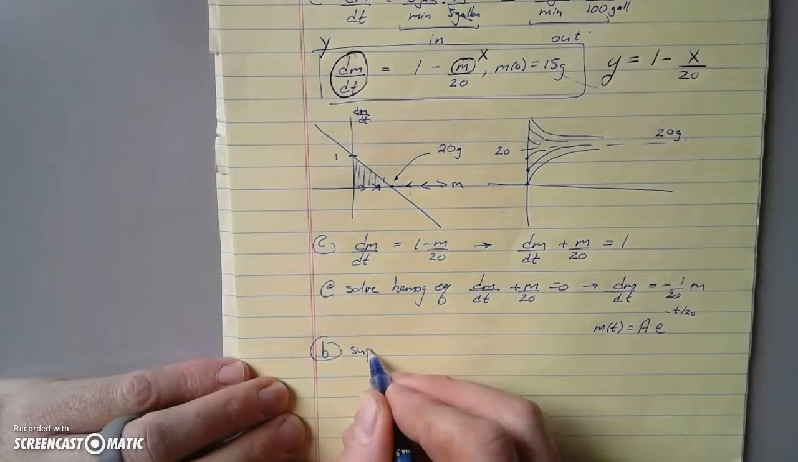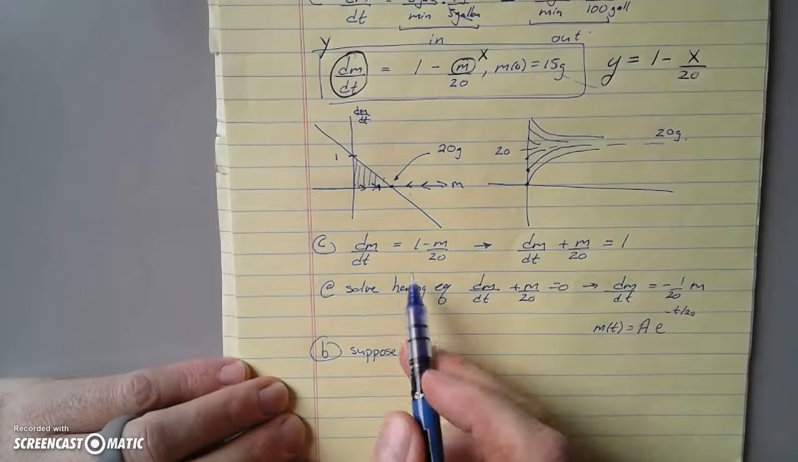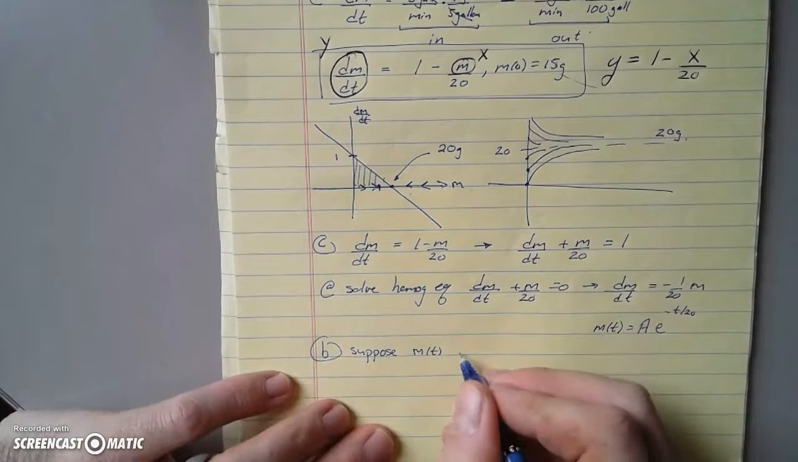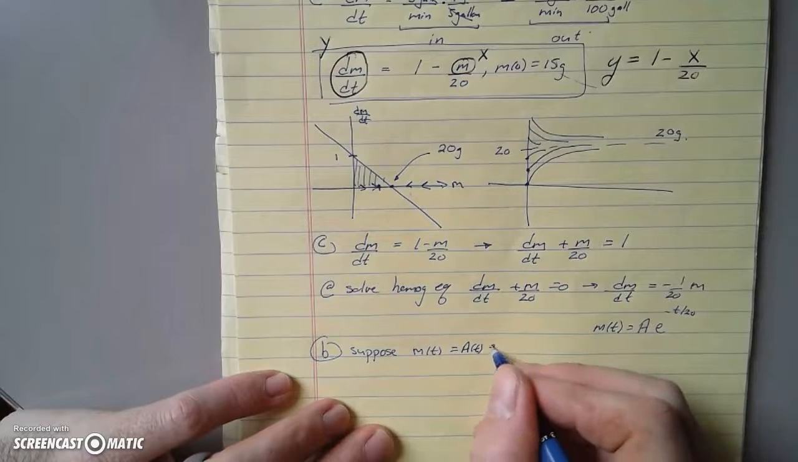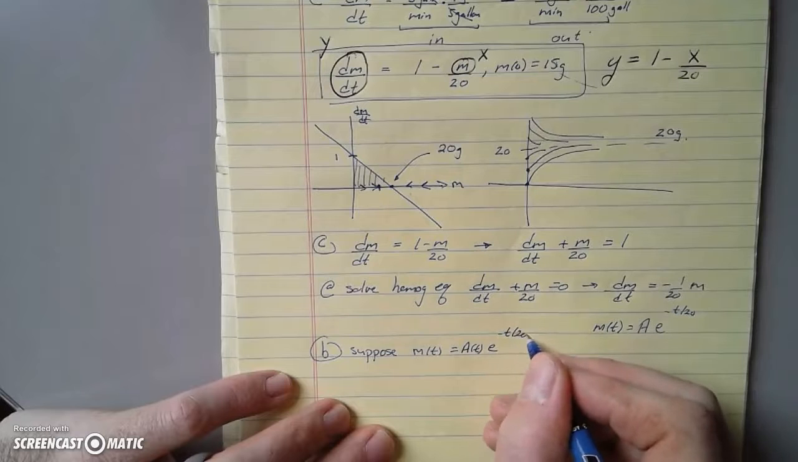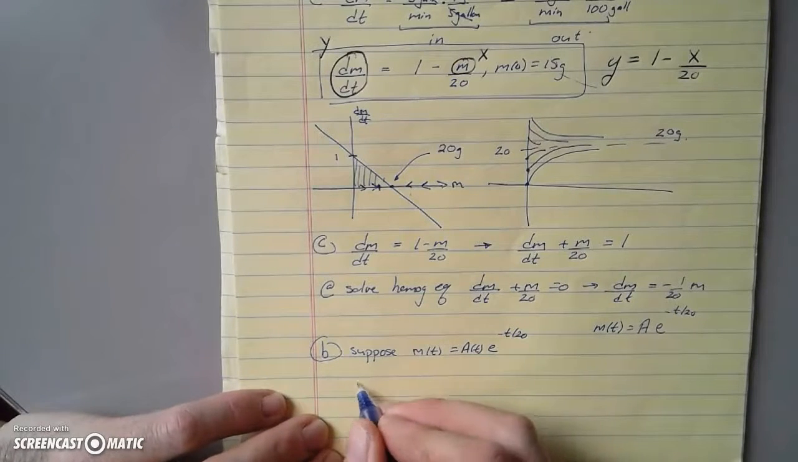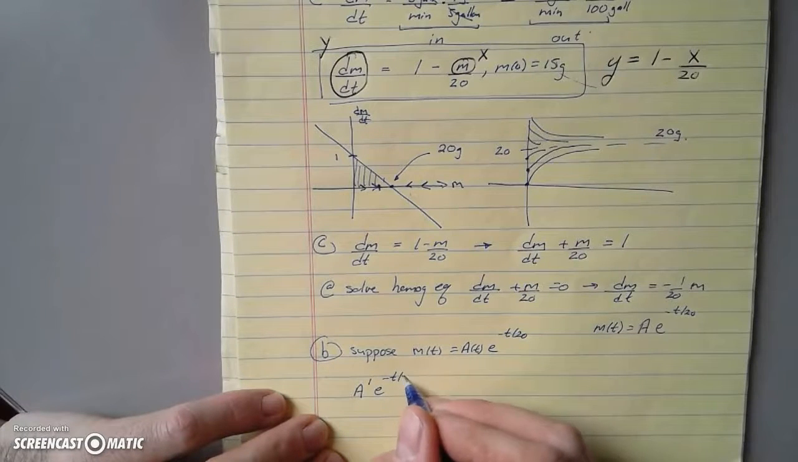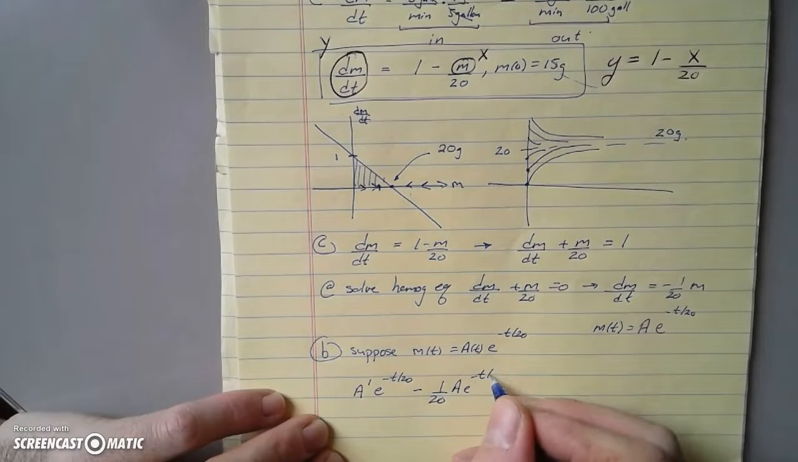We use that as a stepping stone to say, well, maybe the solution to the full inhomogeneous equation is a function. Maybe a is actually a function, not just a constant. And then we plug it into the equation and see what happens. So we'll get a' e^(-t/20) minus a (1/20) e^(-t/20).